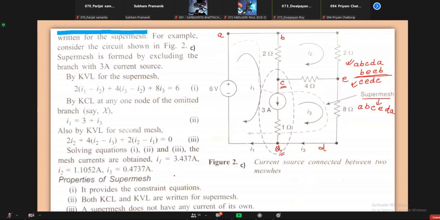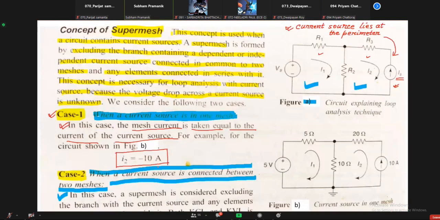That's what the method is saying: when a current source is connected between two meshes, then a super mesh is considered, excluding the branch with the current source and any elements connected in series with it. Okay.